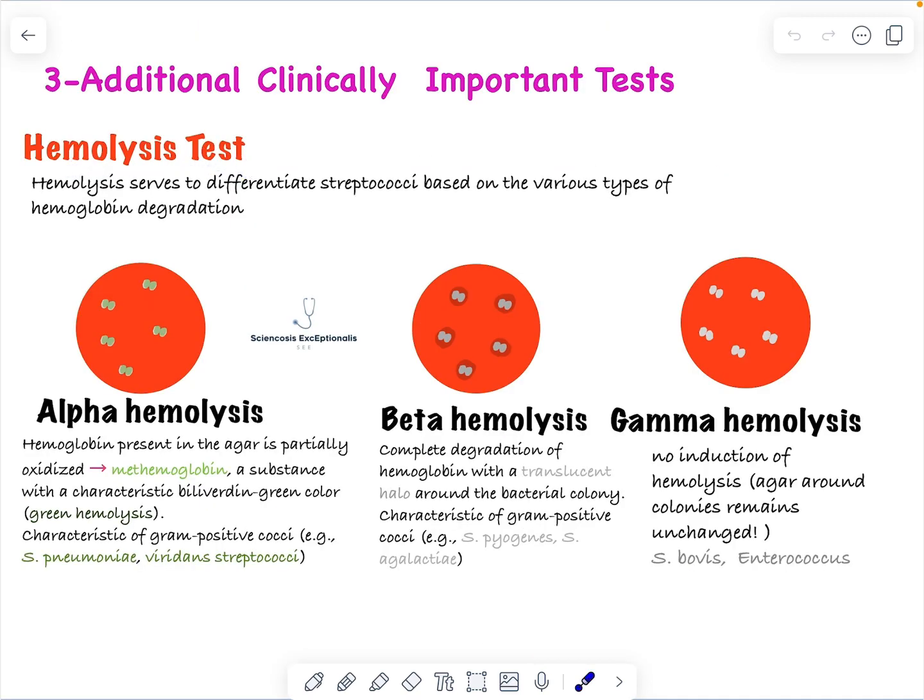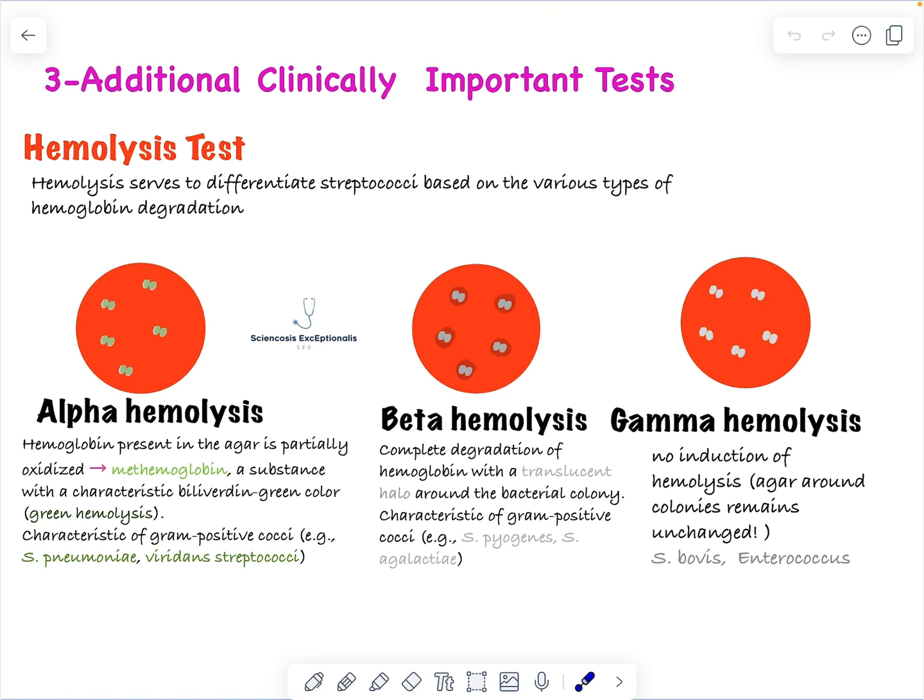Hemolysis test. Hemo, blood. Lysis, the breakdown of cells. Hemolysis, the breakdown of blood cells, the erythrocytes. This test is used to determine whether or not the bacteria have the ability to break down the erythrocytes and hemoglobin. And it serves to differentiate the streptococci based on the various types of hemoglobin degradation.